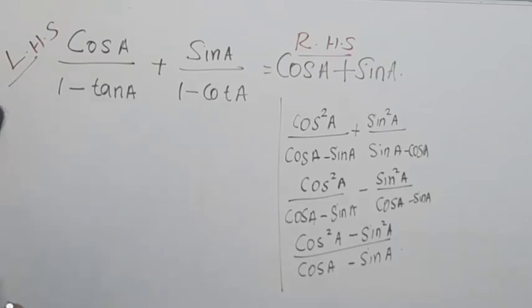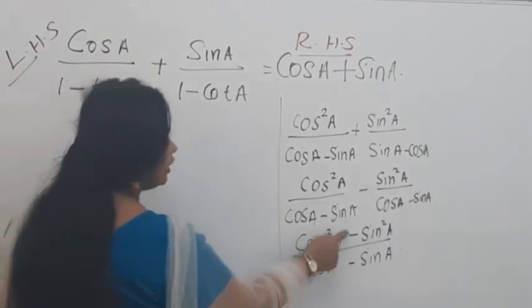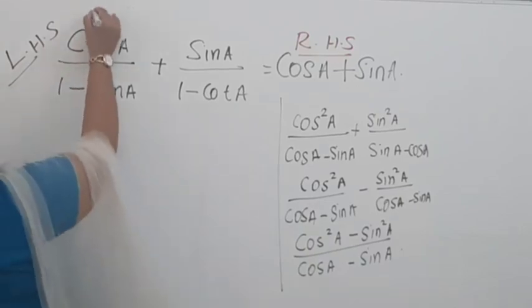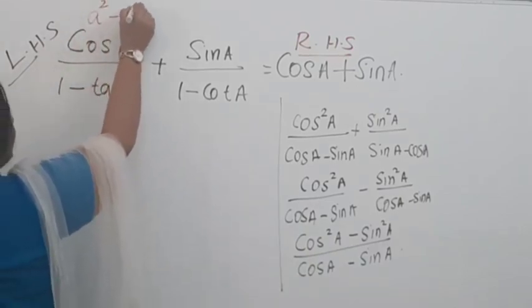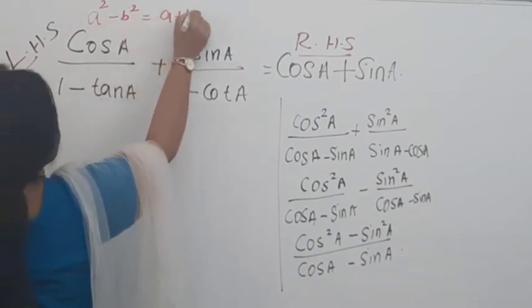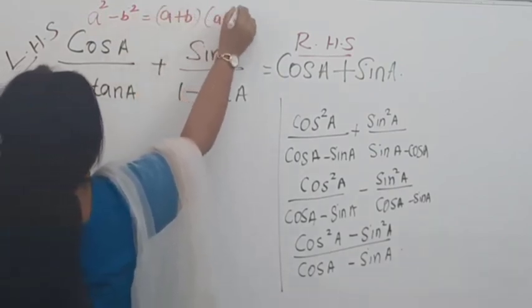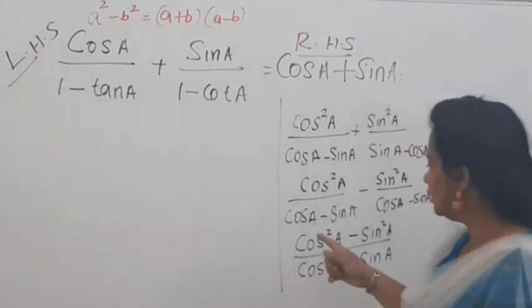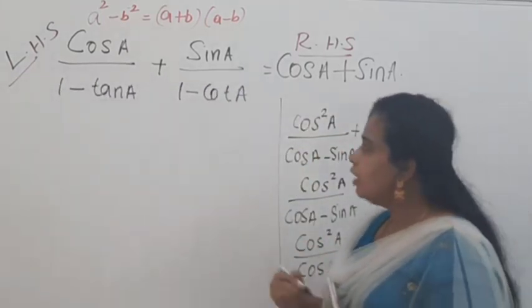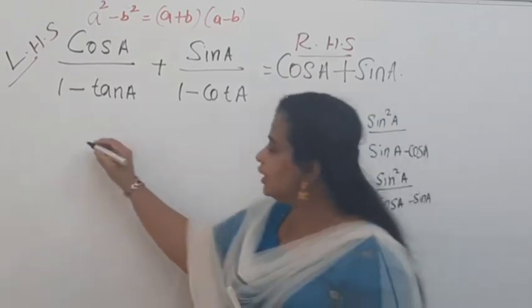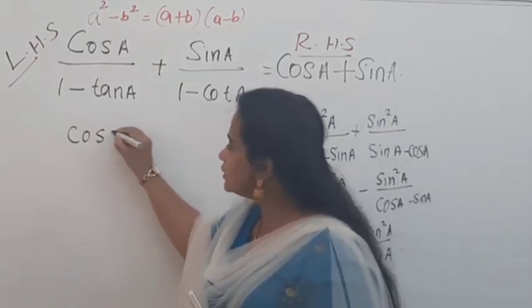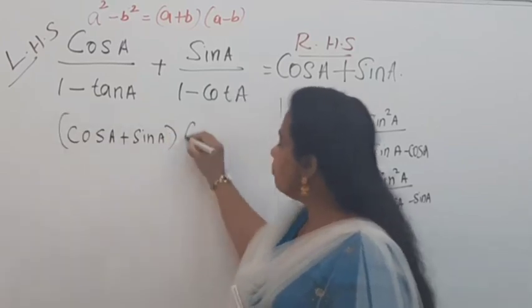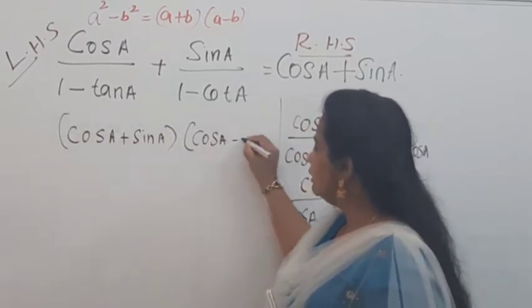Now you know this identity is nothing but a square minus b square. So the identity a square minus b square is equal to a plus b into a minus b. Hope everyone knows this identity. It's a previous year math you must have studied. So I'm going to write here cos square A minus sine square A as cos A plus sine A into cos A minus sine A.